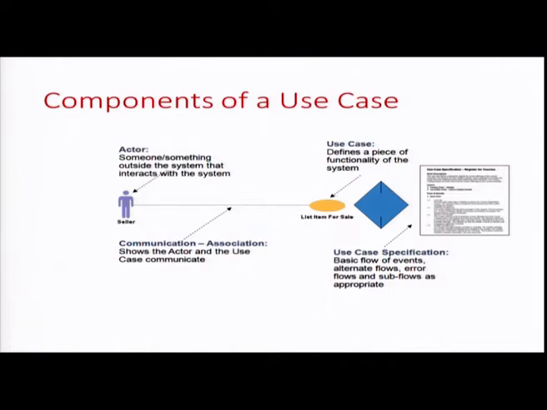Someone or something outside the system that interacts with the system, that is absolutely essential. This particular idea called actor is not at all part of the system. It is outside the system. It communicates. Association shows the actor and the use case communicate. Use case defines a piece of functionality of the system. Use case specification, basic flow of events.